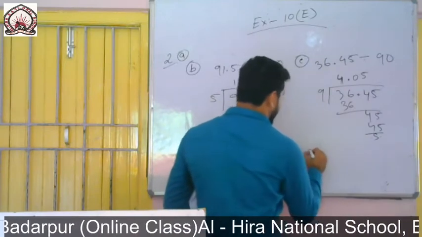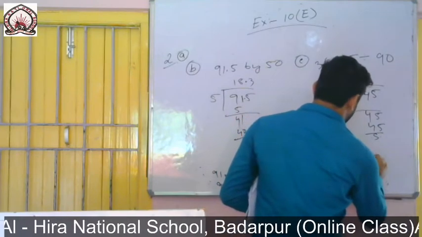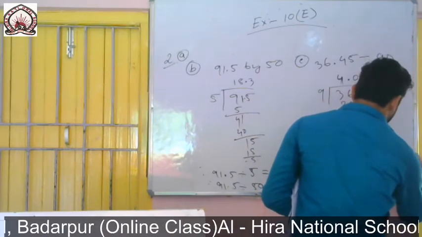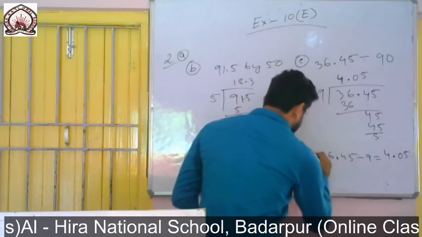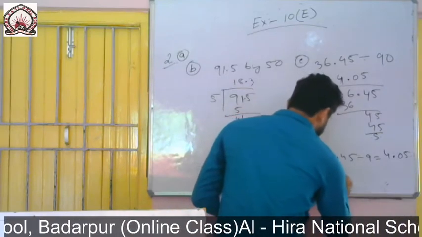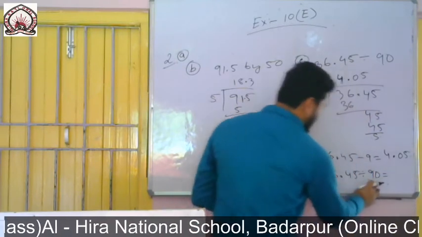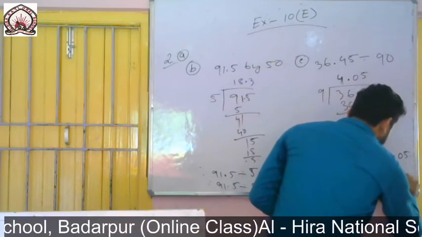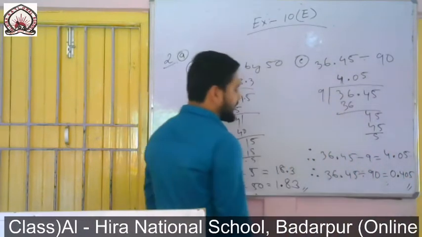Okay, so write therefore 36.45 divided by 9 equals to what? 4.05. Therefore 36.45 divided by 90 will be what? 10. So you just shift one place left, then 0.405.